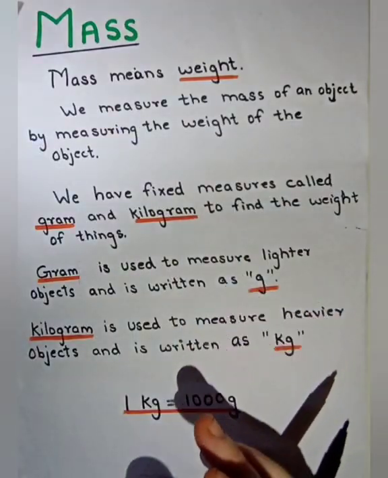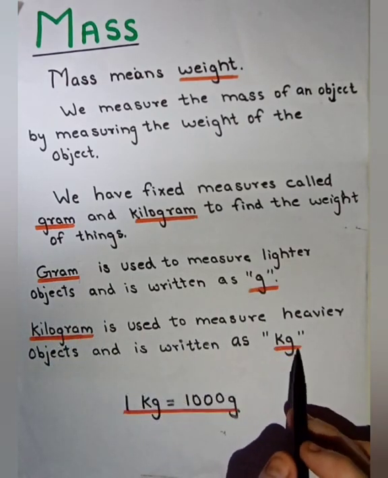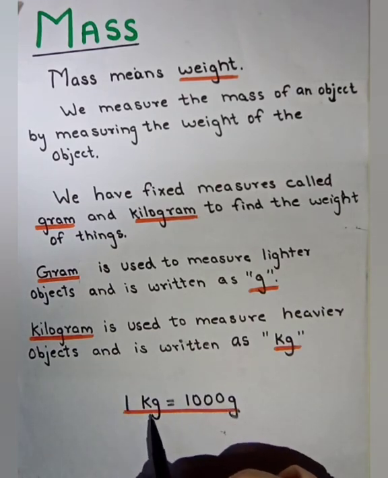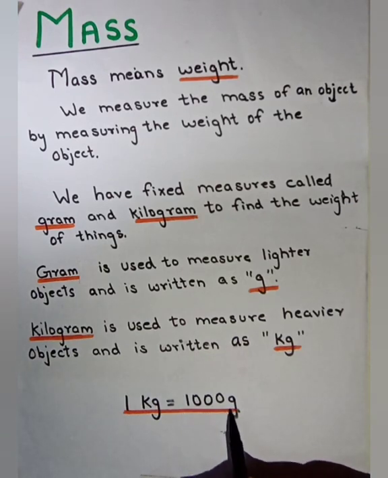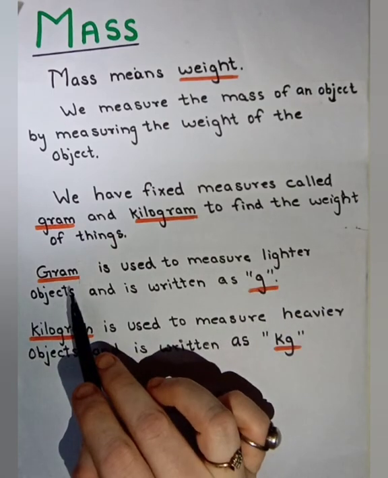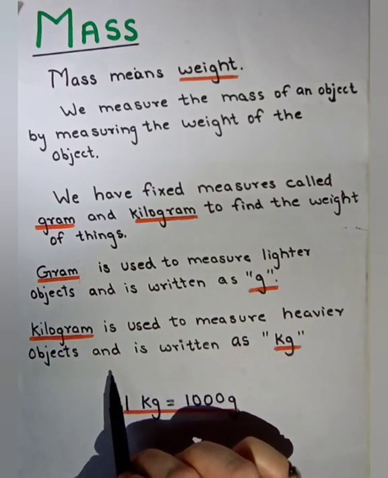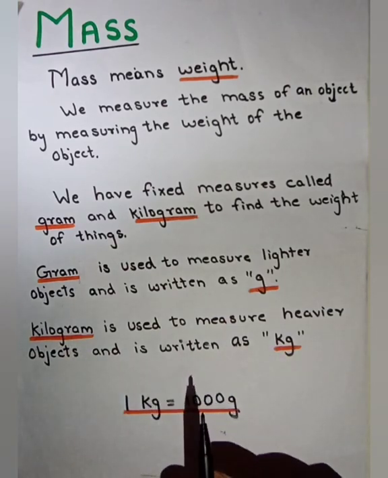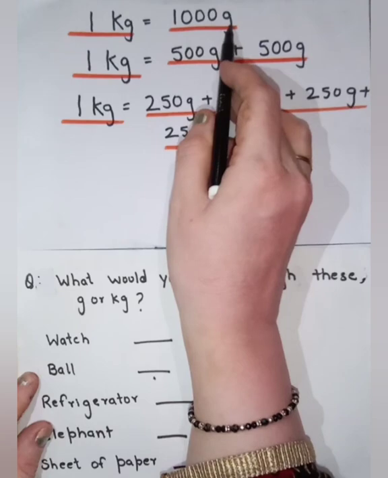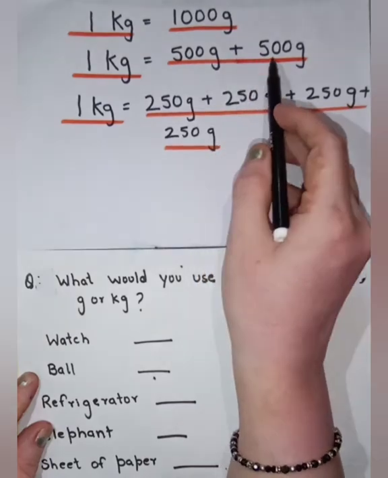Okay? So, gram is written as g and kilogram is written as kg. So, 1 kilogram is equal to 1000 gram. Easy? So, all the lighter objects are measured in gram and all the heavier objects are measured in kilogram. Okay? Easy? Yes? Students, you all know that 1 kg is equal to 1000 gram. Now, 1 kg is equal to 500 gram plus 500 gram also.